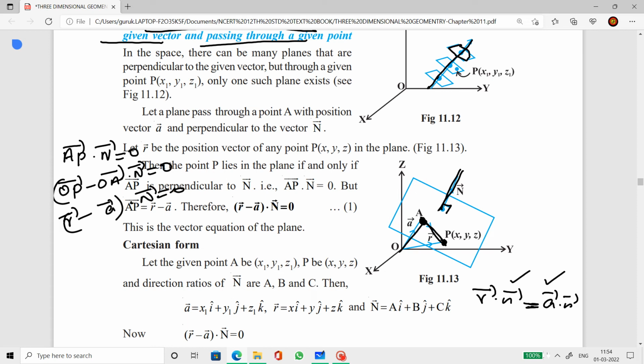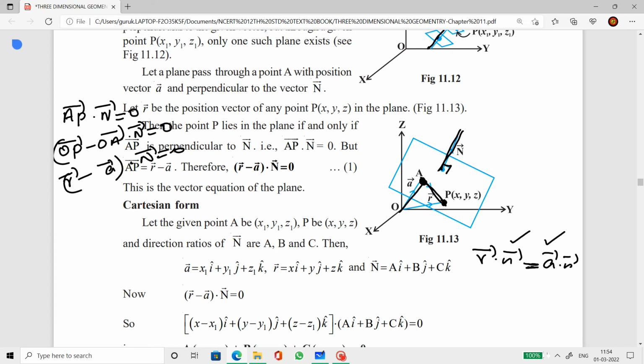So whenever they ask you to find the equation of a plane, just search for these two pieces of information. Now when they ask us to find the equation of a line, what do you need? A point and a direction vector. So line means a point and a direction vector, plane means a perpendicular vector and a passing-through point.